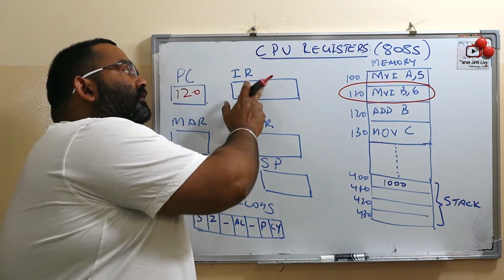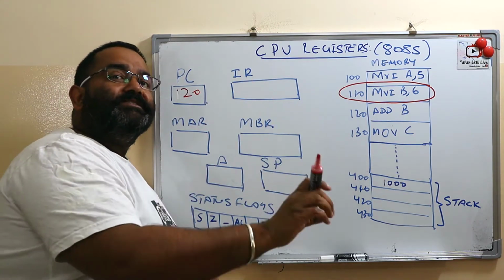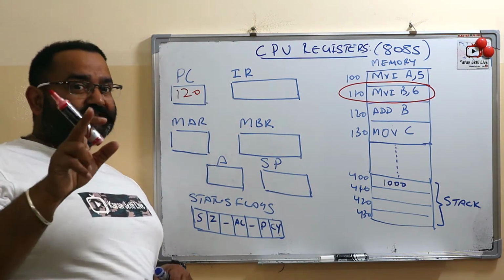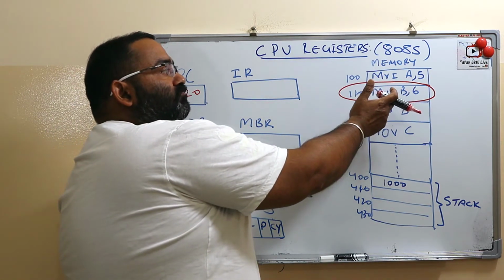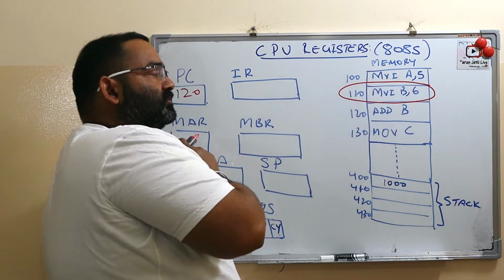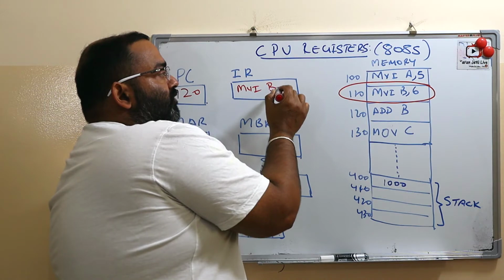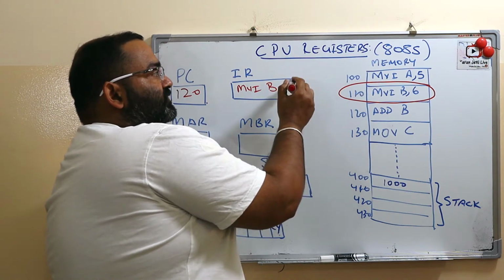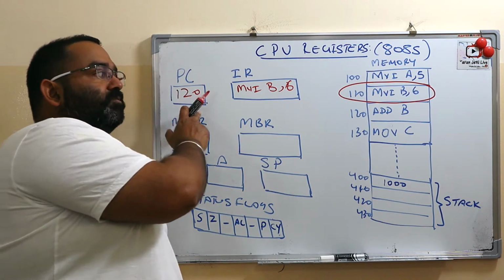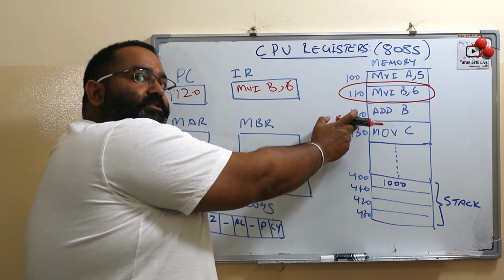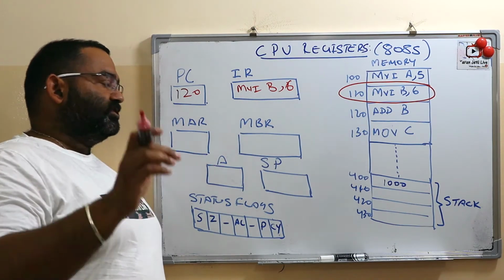Then coming to IR, the instruction register. It stores the present instruction. So what is the present instruction? Move immediate B, 6. This is the present instruction. The program counter will point to the address of the next instruction, and the instruction register will store the present instruction.